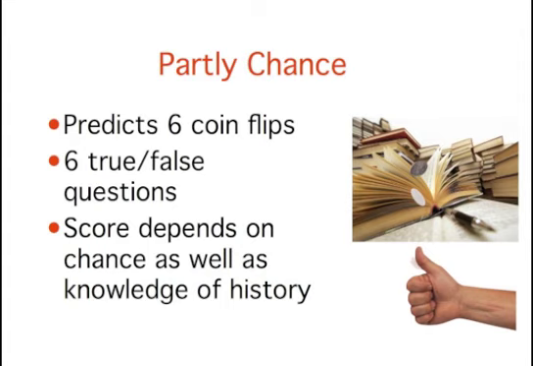Now we consider a test we will call Test A, that is partly chance and partly skill. Instead of predicting the outcome of 12 coin flips, each subject predicts the outcome of 6 coin flips and answers 6 true-false questions about world history. Assume that the mean score of the 6 history questions is 4. A subject's score on this test has a large chance component, but also depends on history knowledge.